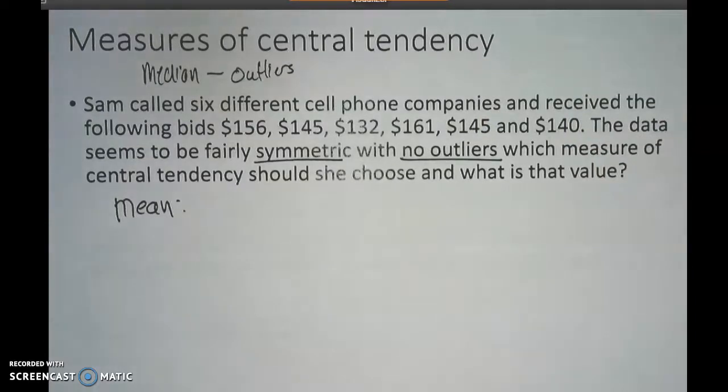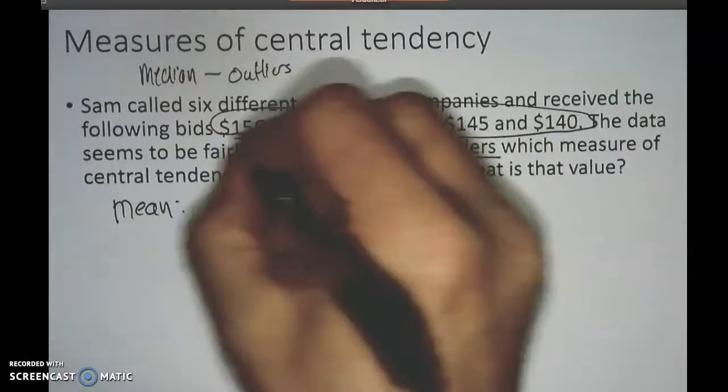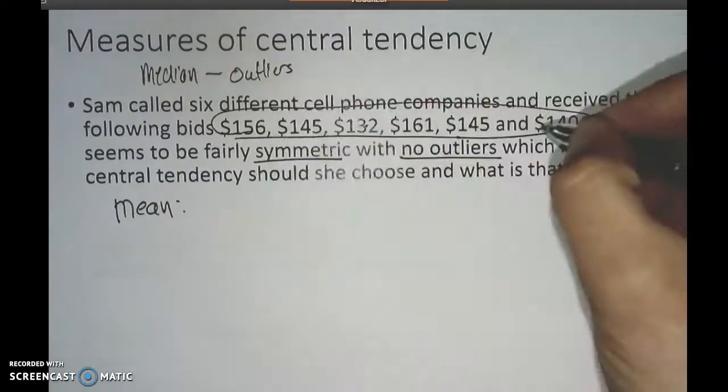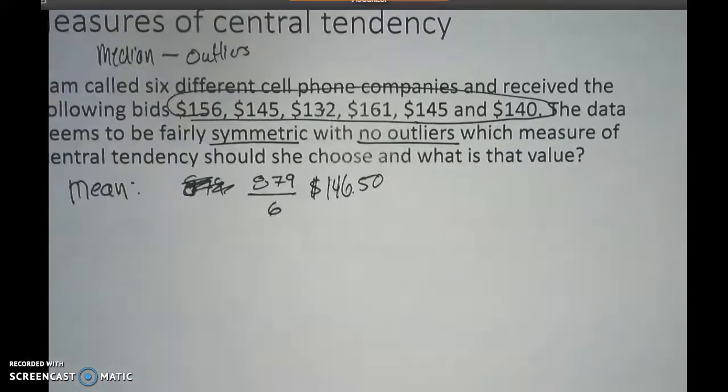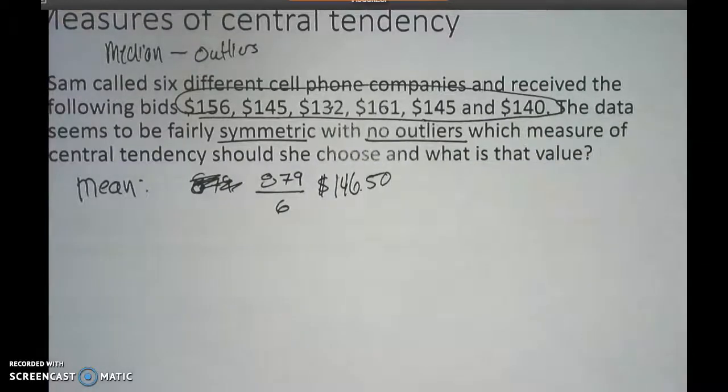So what we're going to do is add all these values up, and then count 1, 2, 3, 4, 5, 6, divide by 6, okay? This talks about the mean, so divide by 6, you get 146.50.